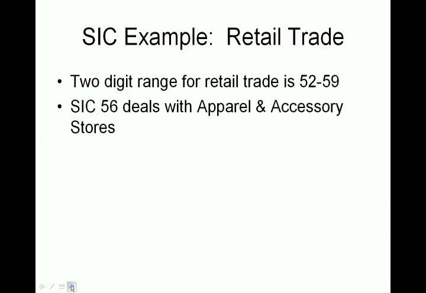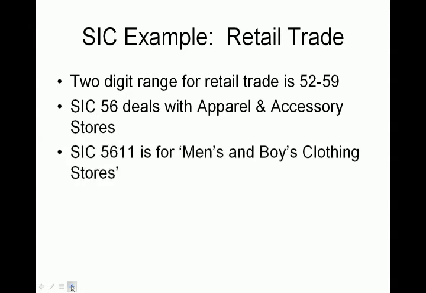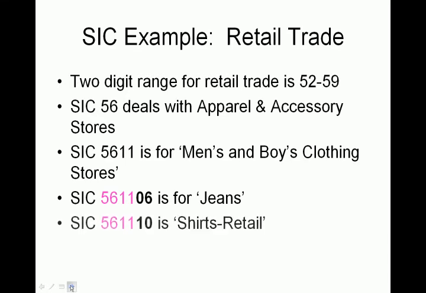So 5611 is for men's and boys' clothing stores. We can still add 2 more digits to specify what kind of clothing at the men's and boys' stores. For example, adding a 06 means we're looking for jeans, while adding a 10 is for shirts retail.